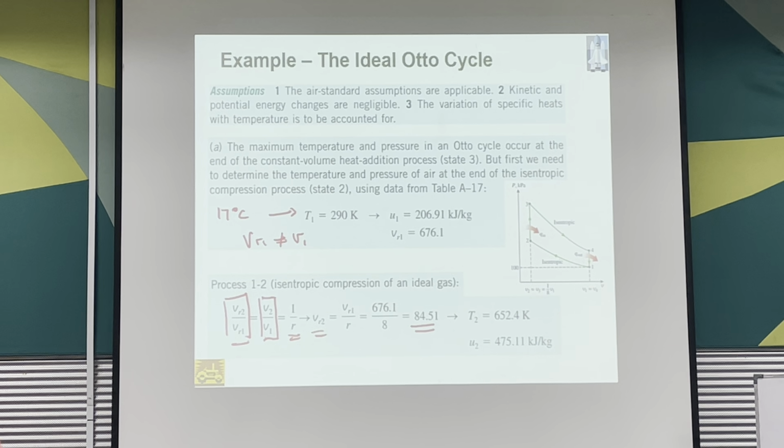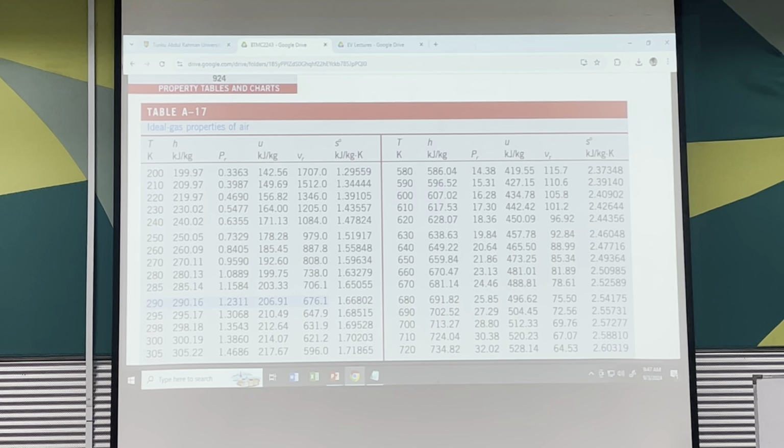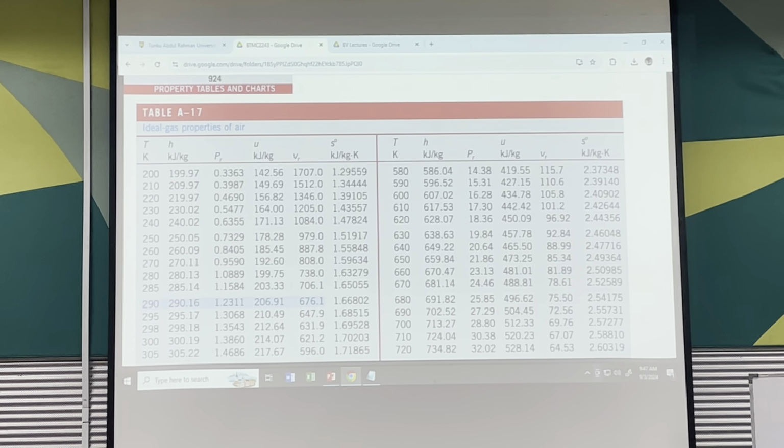So far, okay? Okay, then I hope you can see where this is going. Since just now, state 1, we look for VR1, right? So now we got VR2, so what do you do? You go back to the table. You look for the VR value now.